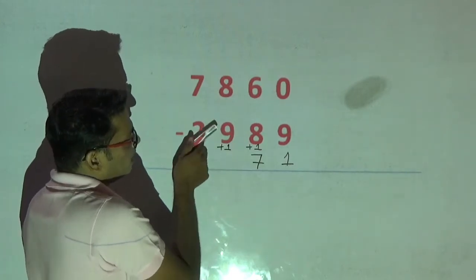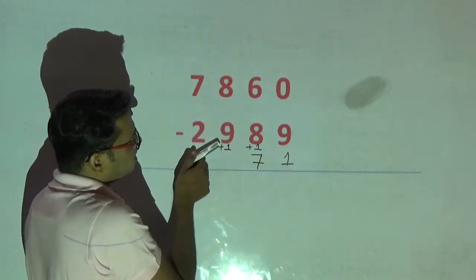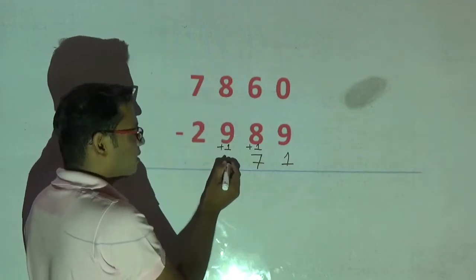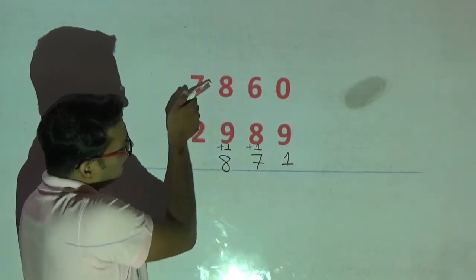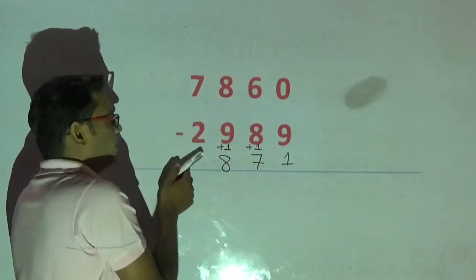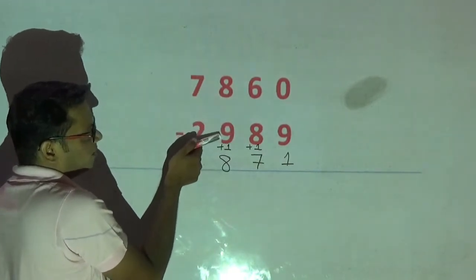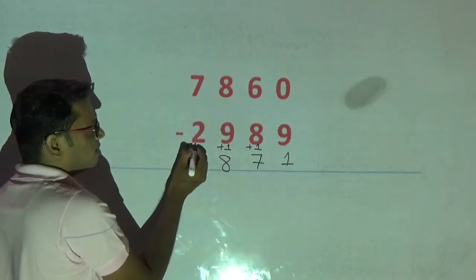This is what? 10. 10 minus 10. What is 10 minus 10? 0. 0 plus the above number? 8. Okay, why did I subtract from 10? Because 8 minus 10, is it possible? No. Okay, now, from which number did I subtract this number? By 10, right? Therefore, I will increase this number by 1.